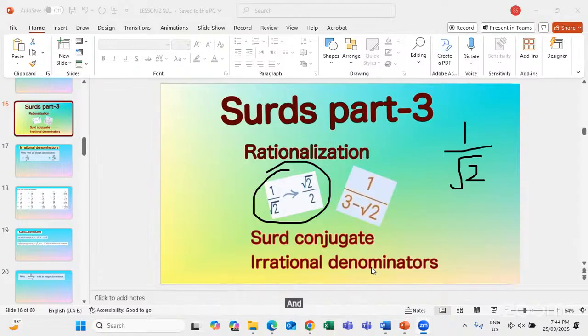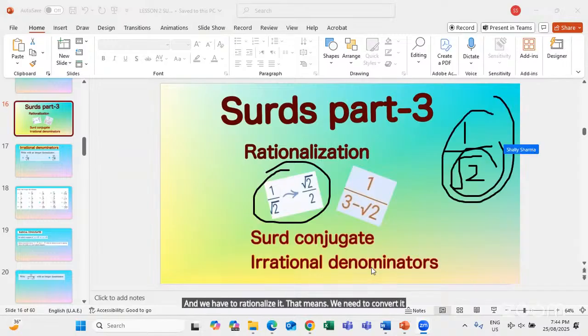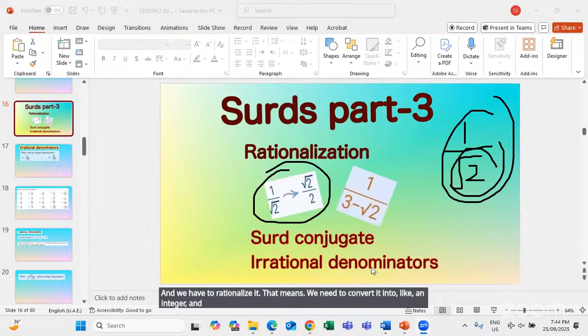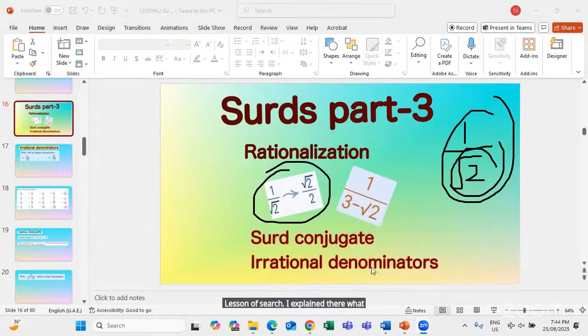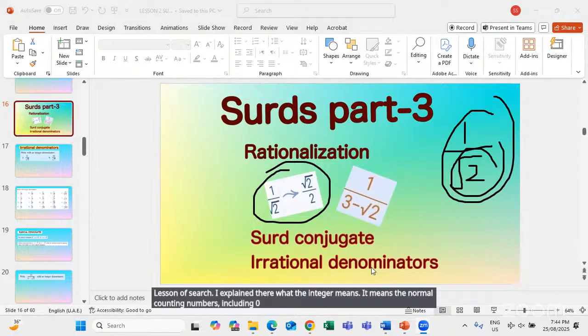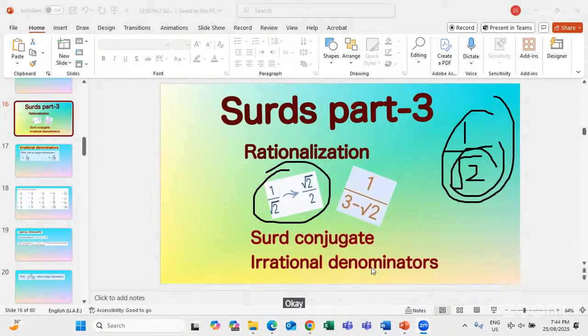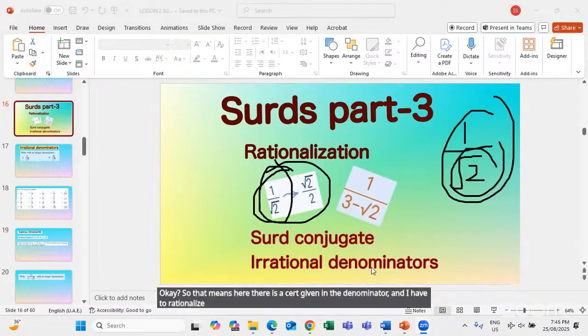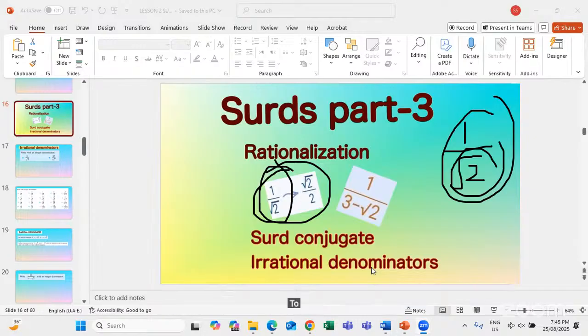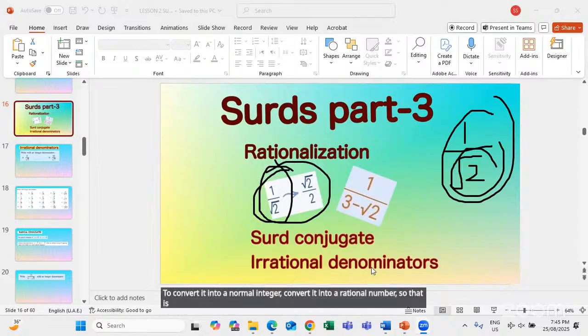And we have to rationalize it. That means we need to convert it into an integer. And if you remember the first lesson of surds, I explained there what the integer means. It means the normal counting numbers including 0 and their negatives also. So here there is a surd given in the denominator and I have to apply some method to convert it into a normal integer, convert it into a rational number. So that is called rationalization.